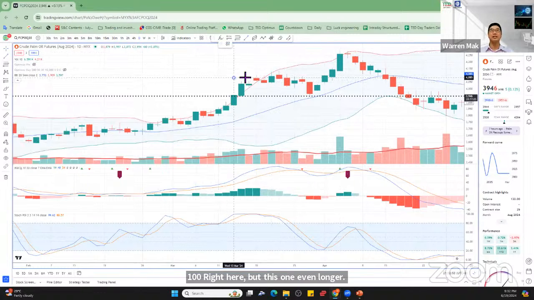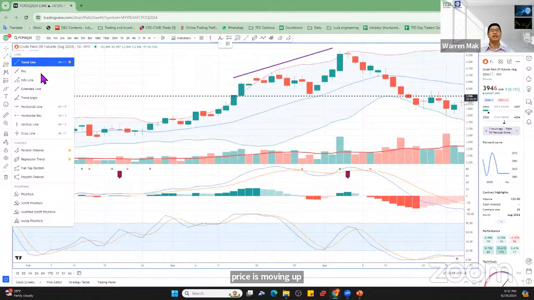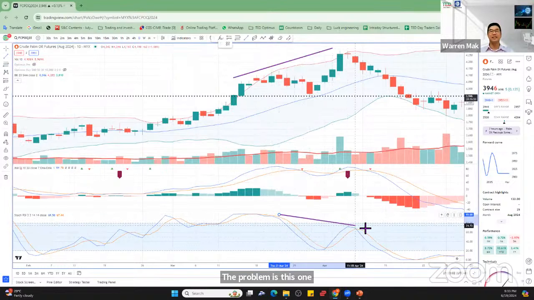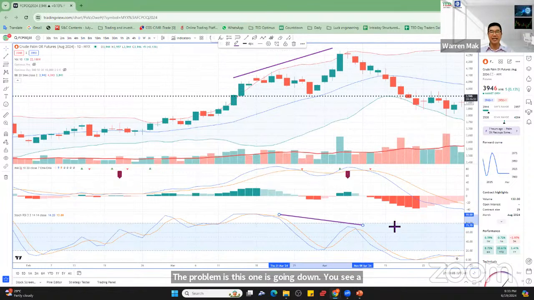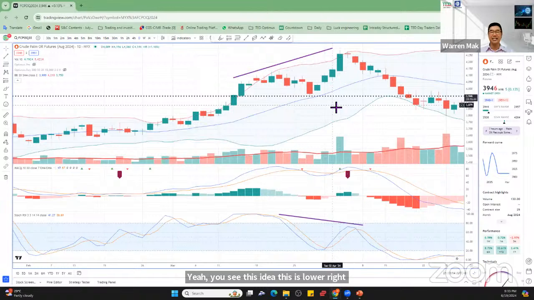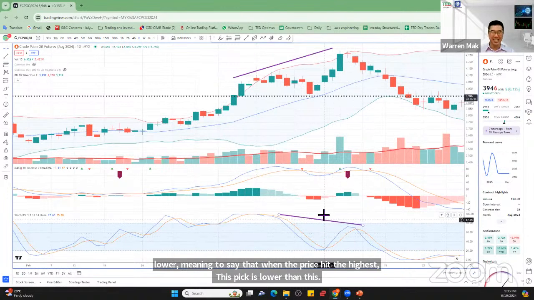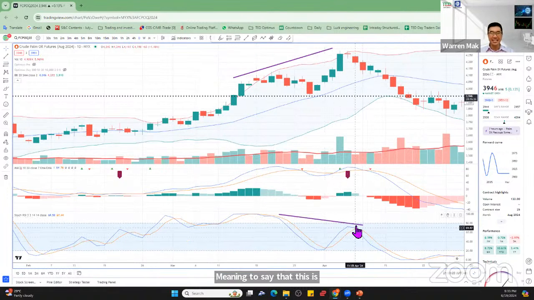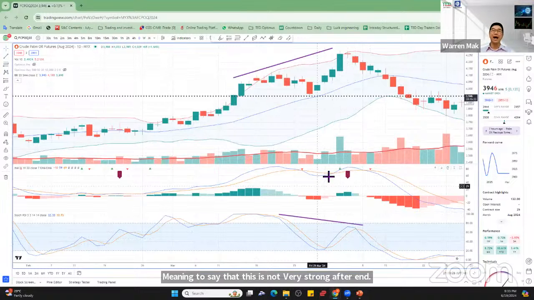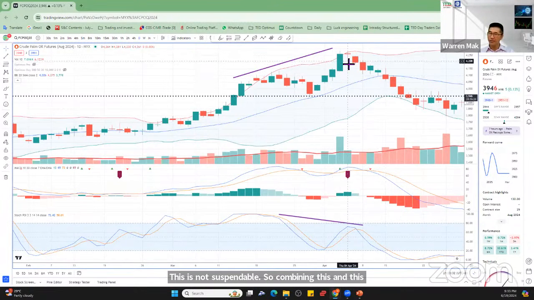This is called divergent. When the price is moving up, the problem is this one is moving down. You see or not? Despite the fact that this is higher. Yeah, you see this higher, this is lower, right? Meaning to say that when the price hit the highest, this peak is lower than this, meaning to say that this is not a very strong uptrend. This is not sustainable. So combining this and this, plus if you know how to read doji, you know that the reversal is coming.